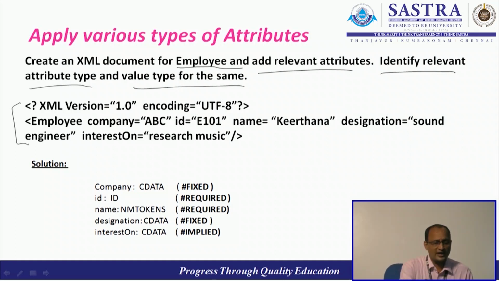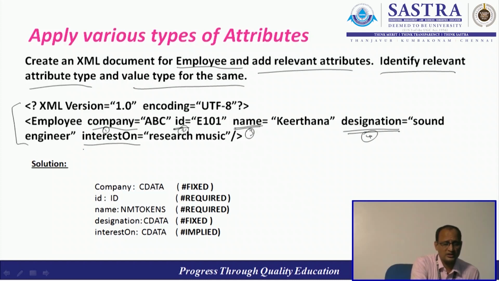The employee has company; look there, the value has been double quoted. This is the first attribute, which is company, and the employee ID I have given is the second attribute, and name for an employee is the third attribute, designation I have given is the fourth attribute, and interest on is the fifth attribute for an employee.